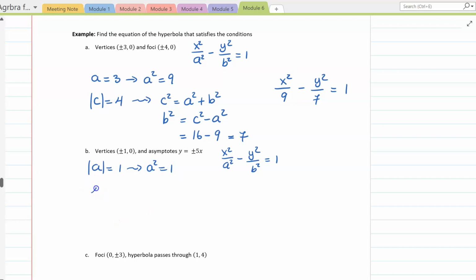Well, the asymptote is of the form y equal plus or minus b divided by a, x. If a equals 1, then we have y equal plus minus 5x over 1. So then b is equal to 5. So b squared is 25. Then we come up with the equation x squared over 1 minus y squared over 25 equal 1.